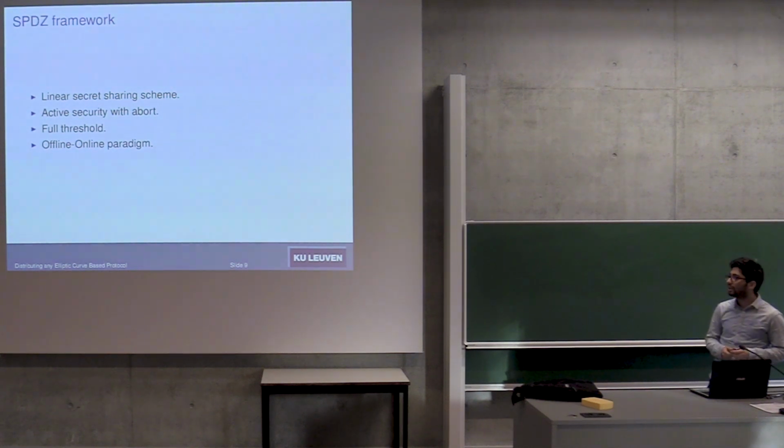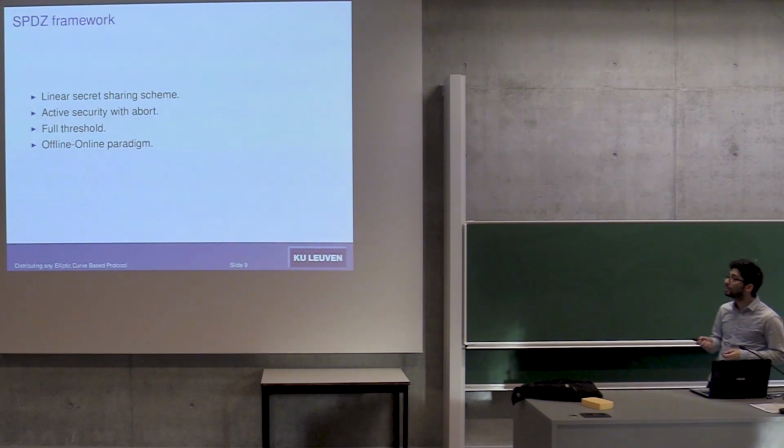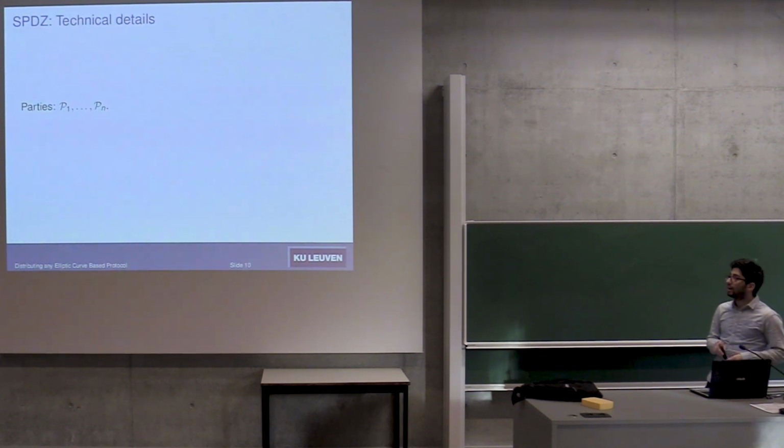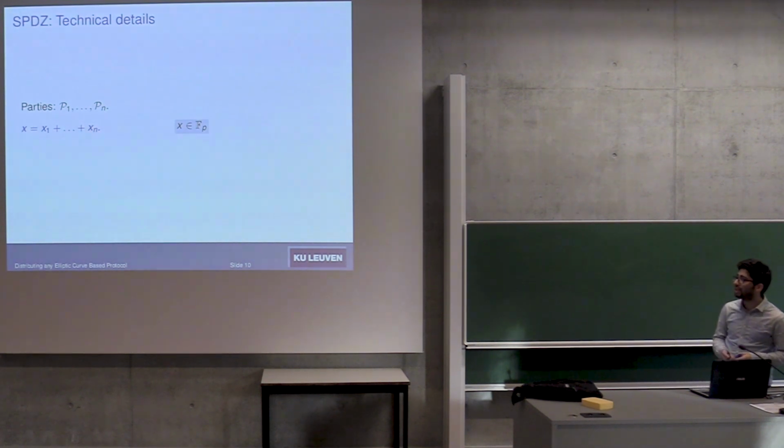And finally, SPDZ works in an offline-online manner, and basically computation takes place in two phases. We have an offline phase where some heavy computation takes place, and so we generate some data from the offline phase, and this data will be used in the online phase so that the online phase can be executed fast. And so to give you more details about how SPDZ works, as I said, a value will be linearly secret shared among the parties. So party i will hold share x_i of x.